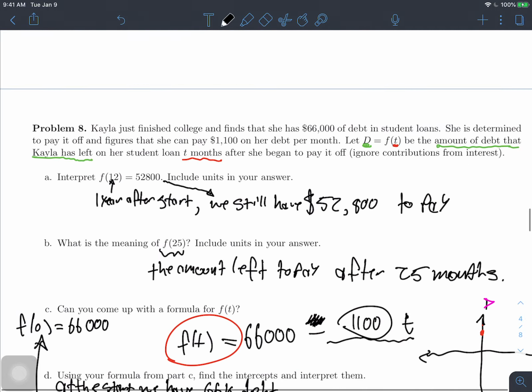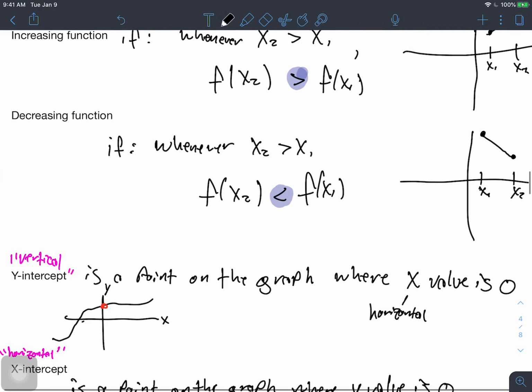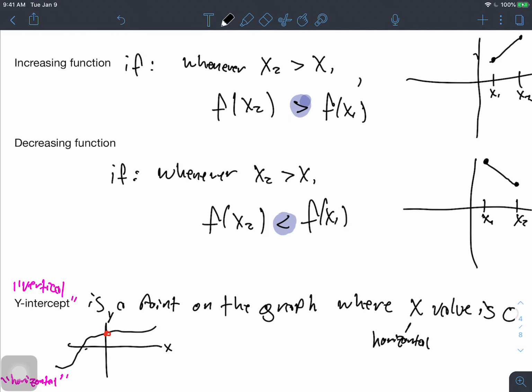Yeah, sure. I can put it back on the screen really quick. Increasing and decreasing. If x2 is larger than x1, and when it's increasing, then f of x2 should be larger than f of x1. Okay.